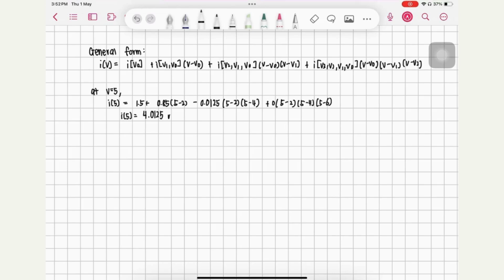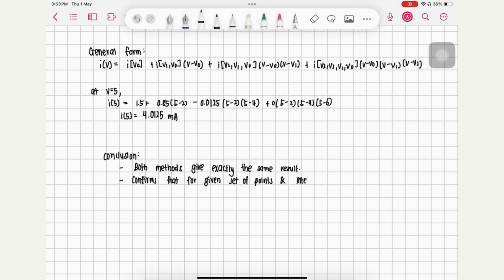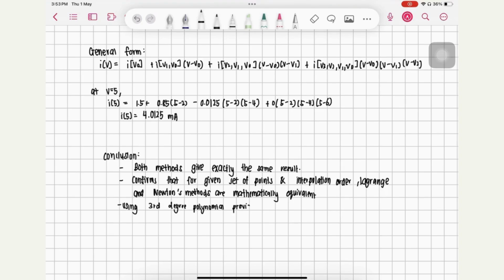4.0125 milliampere. To conclude, both methods give exactly the same result, which is 4.0125 milliampere at V equals 5 volt. This confirms that for a given set of points and interpolation order, Lagrange and Newton's method are mathematically equivalent. Using a third-degree polynomial with 4 nearby points provided a smooth and accurate estimate at 5 volt.